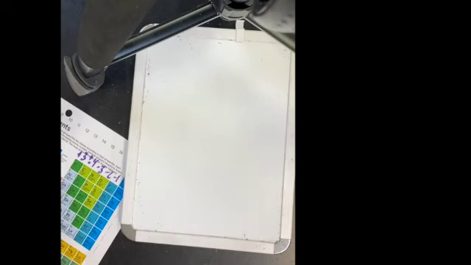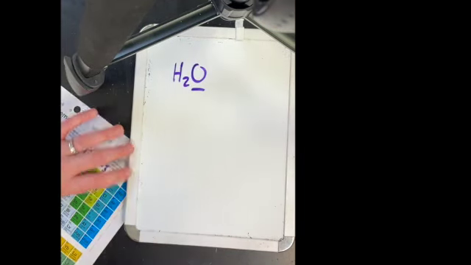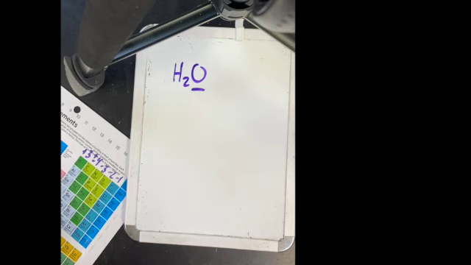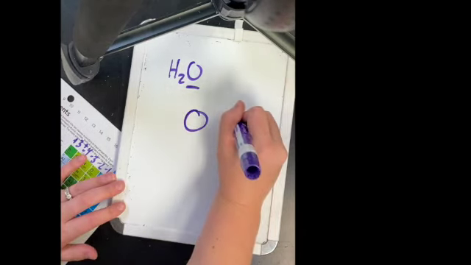All right, so now I'm going to show you guys how to draw covalent bonds. So here we have an example, H2O. I underline oxygen because I will give you what the center atom is going to be. So since oxygen is underlined, it's going to be the element in the center, and the hydrogens will be on either side.